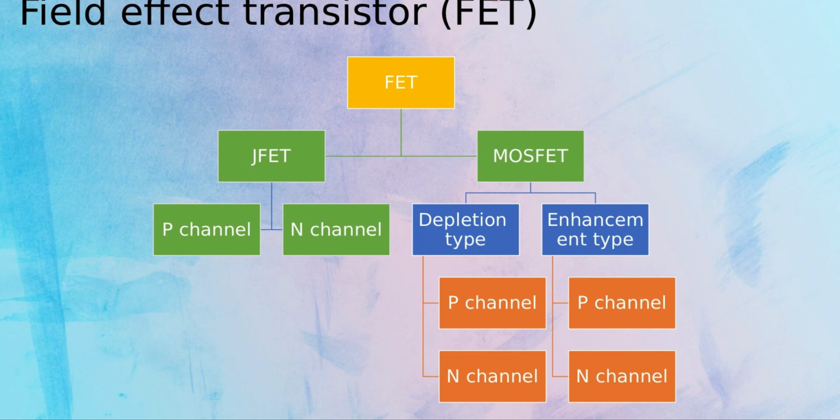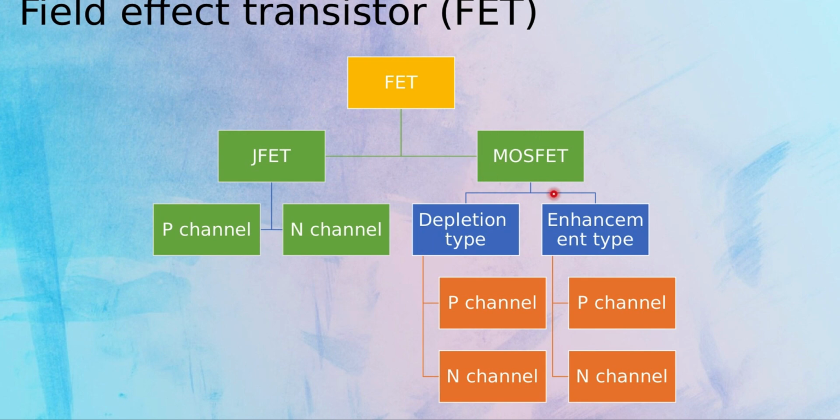Field effect transistors, as the name suggests, are transistors that operate in the presence of an electric field. FET is classified into two categories, a JFET and a MOSFET. JFET is the junction field effect transistor and MOSFET is the metal oxide semiconductor field effect transistor. A JFET is further classified into P-channel and N-channel JFET. This classification is based on what carries the current flow, whether the holes or the electrons.